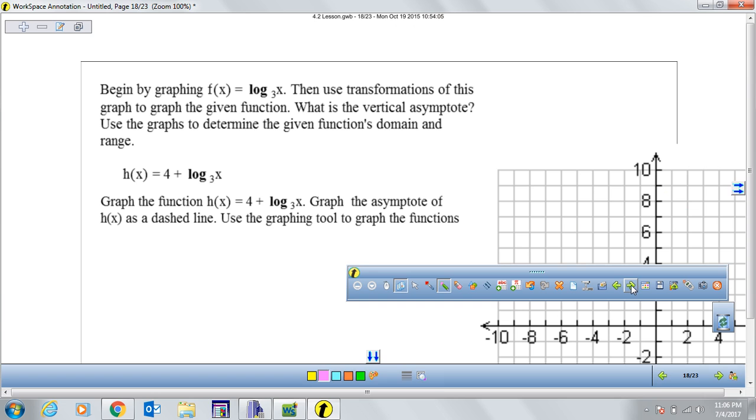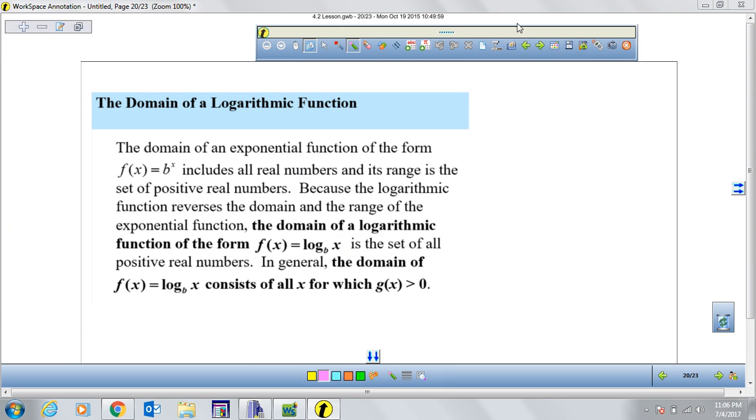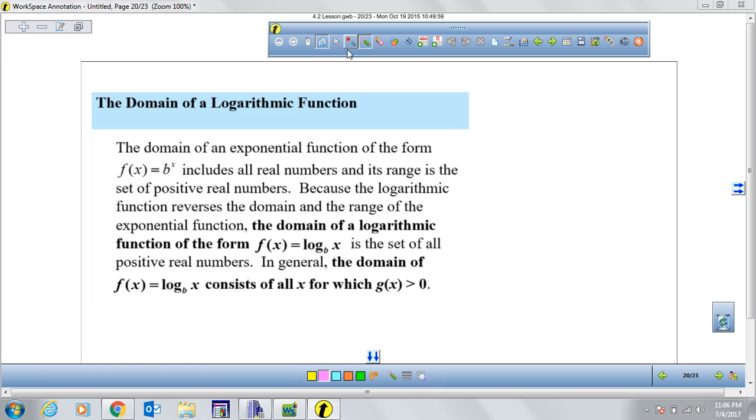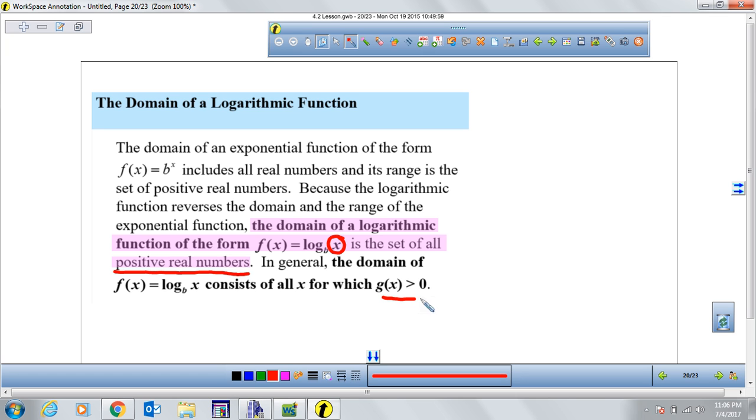So then, without graphing, how do we find the domain of a logarithmic function? This is basically how we're going to do it. By just looking at the equation, we should be able to find the domain without sketching the graph. The domain of the logarithmic function of the form f of x equals log base b of x is the set of all positive real numbers. So basically, anything that makes this expression right here a positive real number. And what does it mean by a positive real number? Anything that makes it greater than 0.